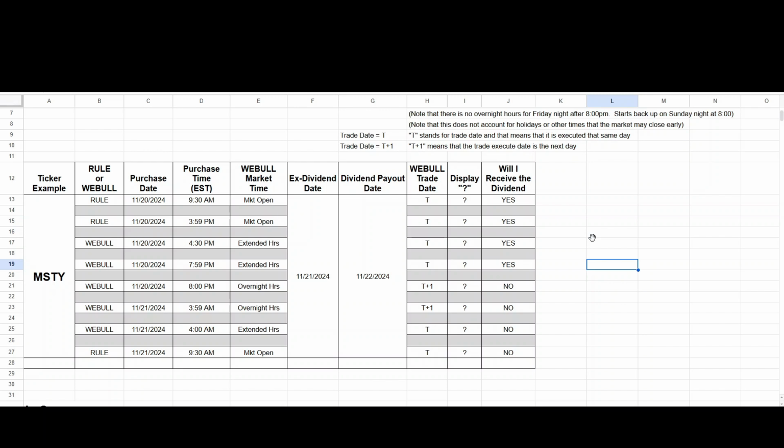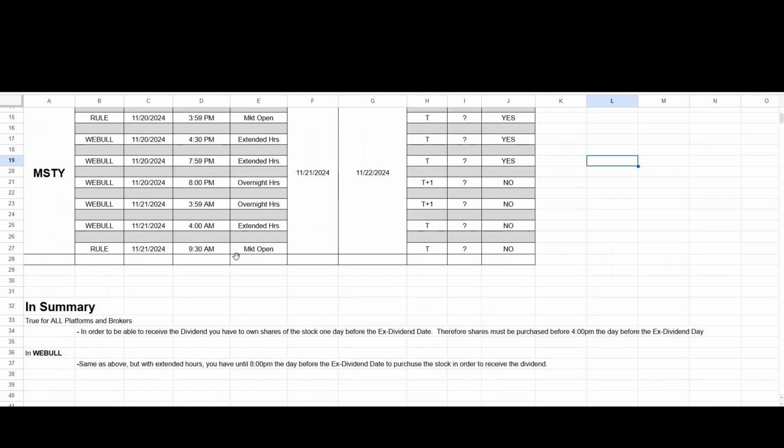So therefore, let's go ahead and scroll down here to the overall summary. So the overall summary, which is true for all platforms and brokers, is: in order to receive the dividend, you have to own shares of the stock 1 day before the X date. And I'm calling the X date, X dividend date, it's the same thing. Therefore, shares must be purchased before 4 p.m. the day before the X dividend day.